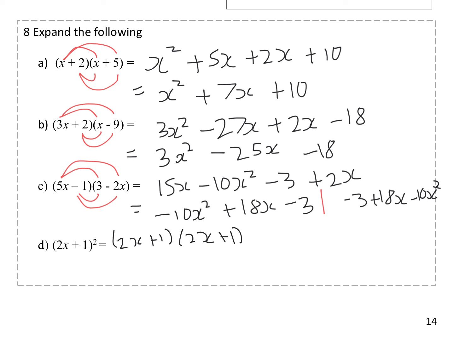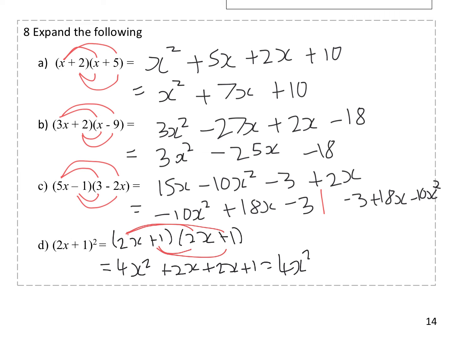So if we begin, that would be 2x times 2x, which is 4x squared. 2x times 1, which is 2x. Then 1 times 2x, which is 2x. And 1 times 1, which is 1. That gives 4x squared plus 4x plus 1.